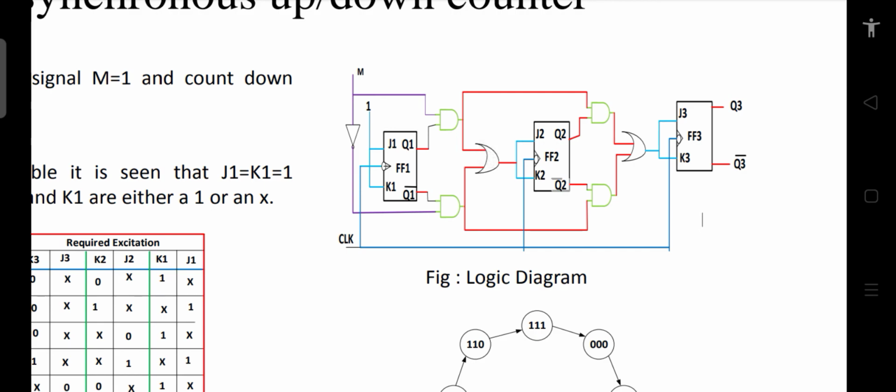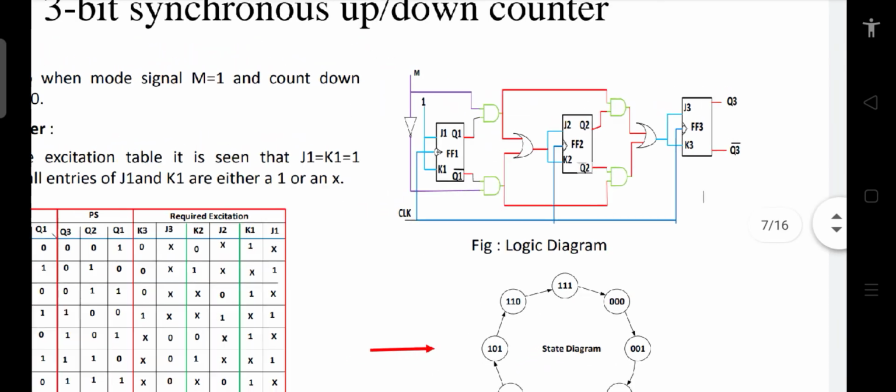We wrote the excitation table of the required flip-flop. From that excitation table we wrote the state table for the circuit, using the state diagram. After writing the state table we used the K-map to simplify the expression for each input, and whatever we get, we implement in the circuit. This is the general procedure for implementing a synchronous counter. So we have completed this, and this is how your circuit looks.